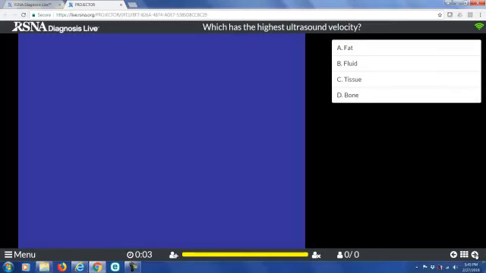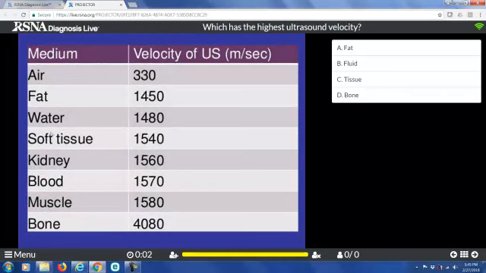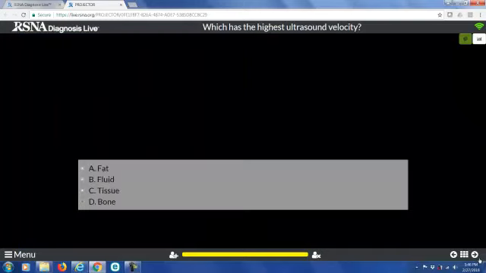Which has the highest ultrasound velocity? Is it fat, fluid, tissue, or bone? Pause your videos and I'll give you the answers. And the correct answer is soft tissue is a certain value, air is a lot less, bone is a lot more, and fat's a bit less, maybe a few percent. And that's all that you need to know. It's the relative values, the relative sizes. Don't memorize a pile of numbers unless you're a physicist. And it is bone that has the high velocity, air that has the low velocity, and tissue is somewhere in between.